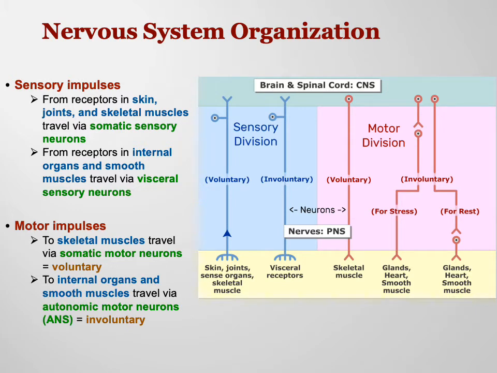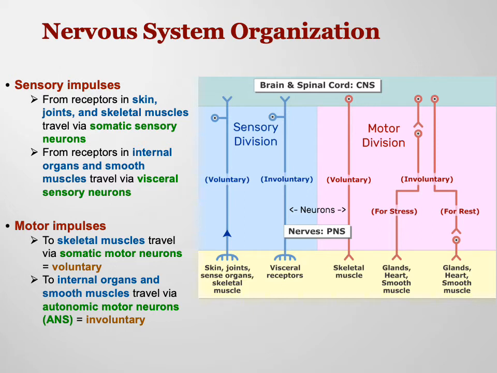Now, in contrast, internal organs and smooth muscles, those motor impulses travel via the autonomic nervous system, the ANS, autonomic nervous system. Those are autonomic motor neurons. And those, for the most part, are involuntary.